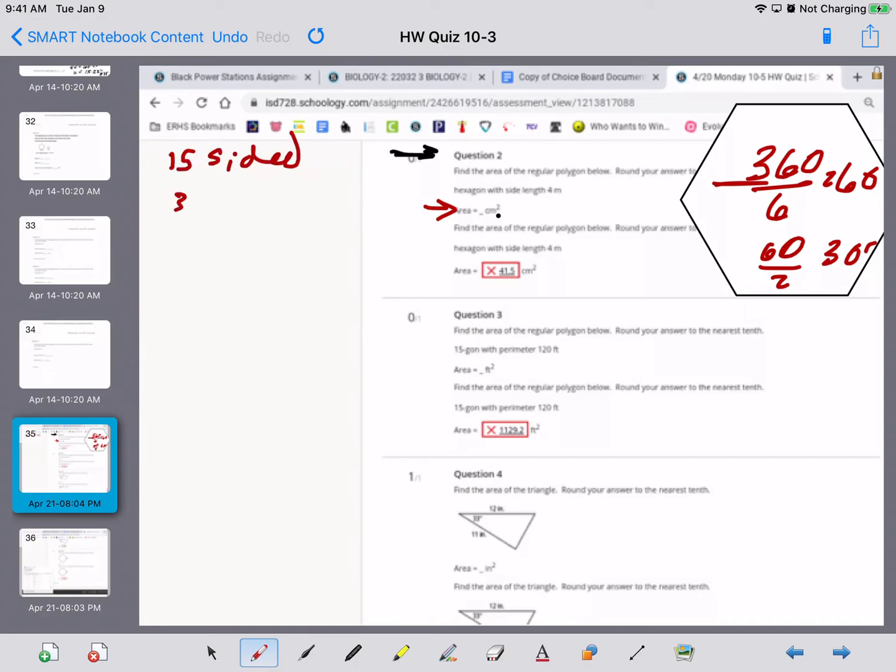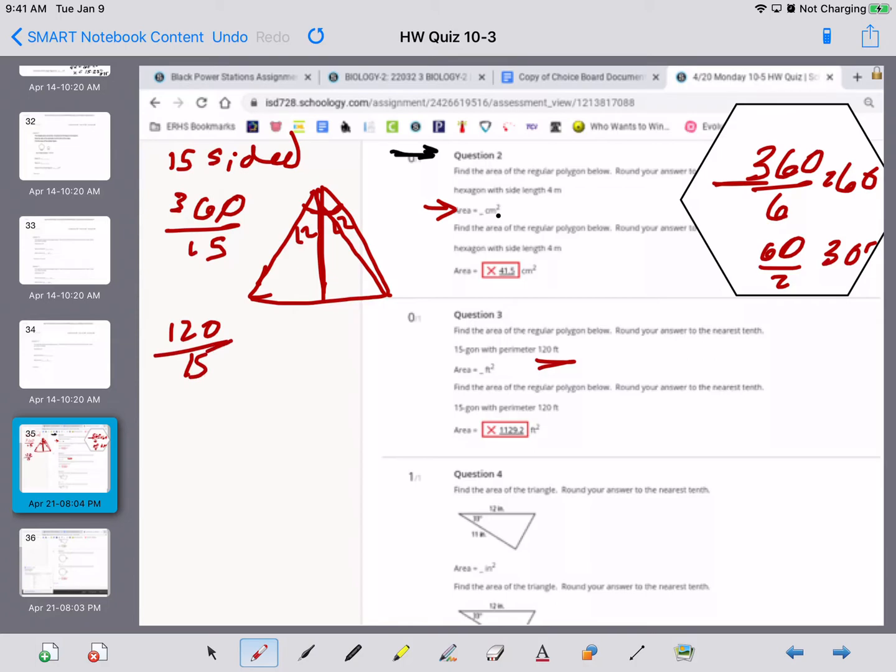So I've got to go 360 divided by 15. When I take 360 and divide it by 15, I think I should be getting 24. So that's 24 degrees for my central angle. My isosceles triangle coming out of my 15-gon has a 12 and a 12, because that's 24 degrees total. Now they also tell me that the perimeter is 120, so 120 divided by 15. It's looking like it's 8.